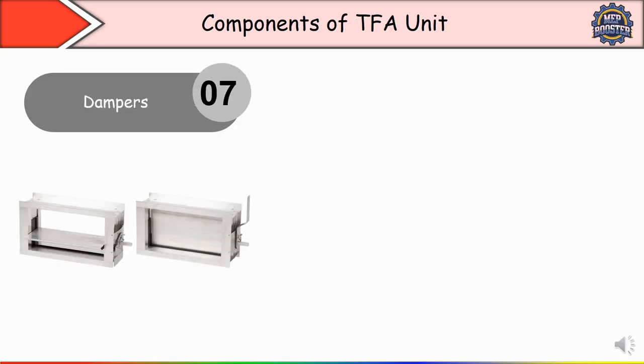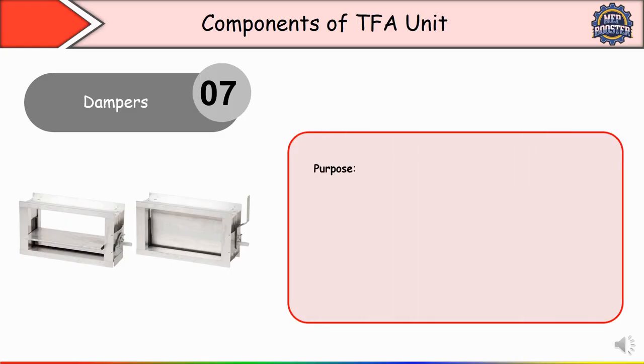Next component is the dampers. So the main purpose of the damper which we are using in the TFA unit is to regulate the airflow in and out of the TFA unit. Dampers generally control the amount of air flowing through the TFA unit, regulating the intake of fresh air and ensuring proper air distribution.